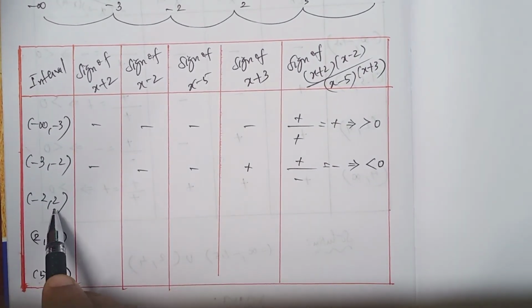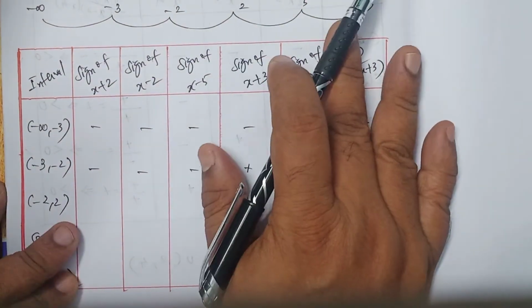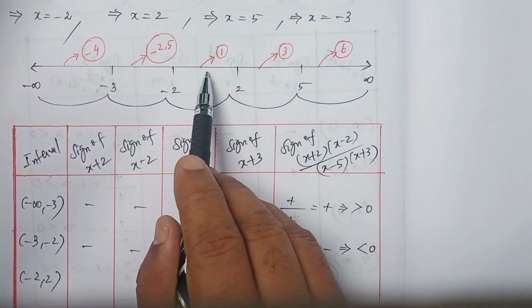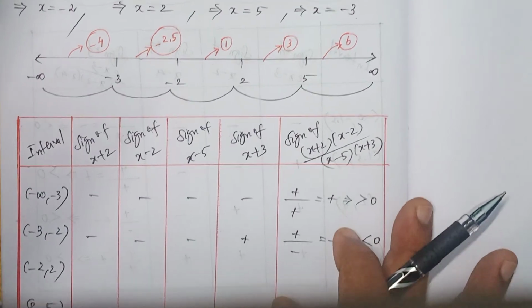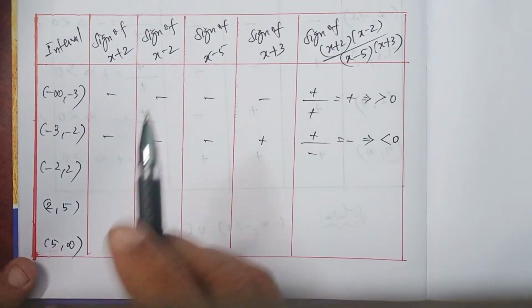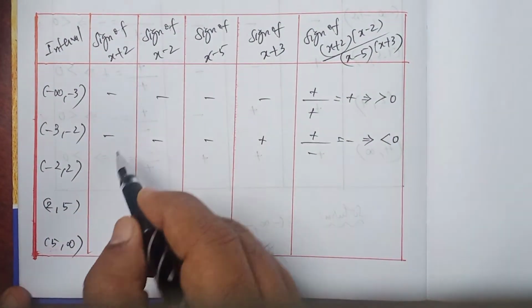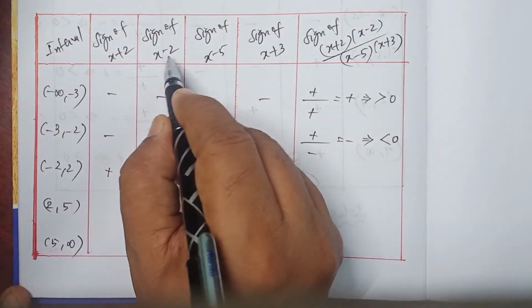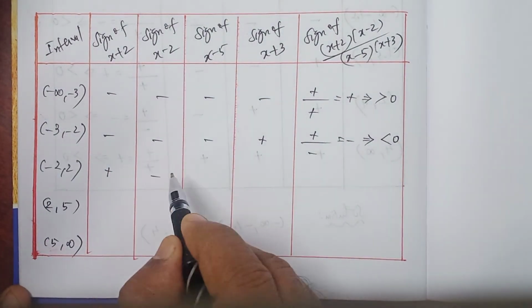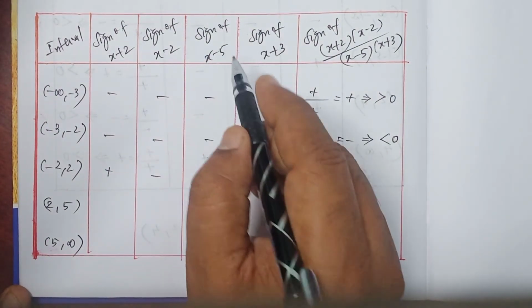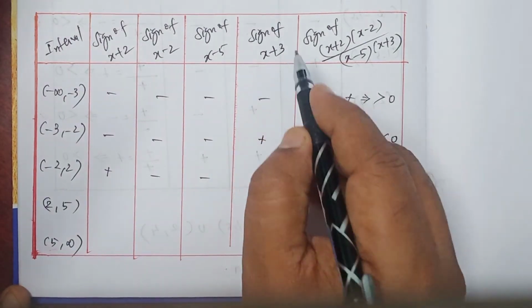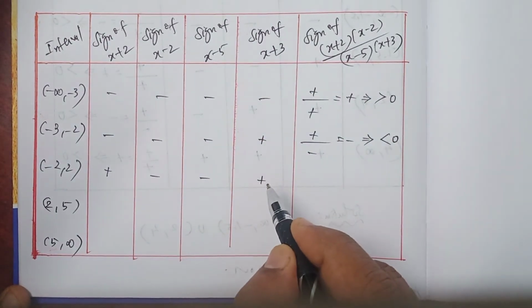Next, minus 2 to 2. In this interval we are considering the value 1. Substitute x equals 1. 1 plus 2, that is 3, positive. 1 minus 2, minus 1, negative. 1 minus 5, minus 4, negative. 1 plus 3, 4, that is positive.